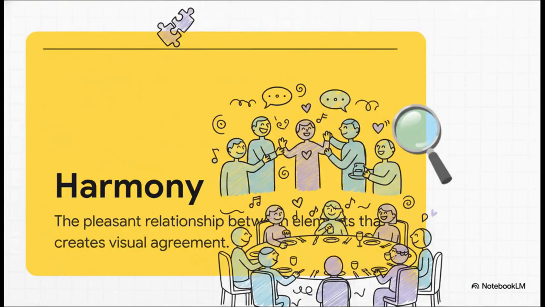Now, switch gears to harmony. Harmony is all about the actual relationship between those elements. It's what creates that sense of visual agreement and consistency. Think of it this way. If unity means everyone at a dinner party happens to be in the same family, harmony means they're actually getting along and having a pleasant conversation. It's about how well the elements play together to give you a smooth, frictionless visual experience.